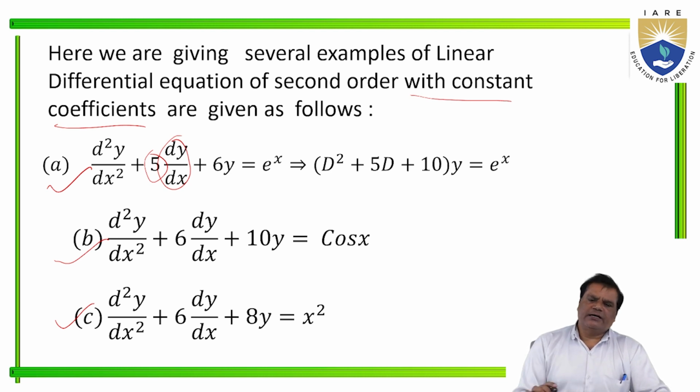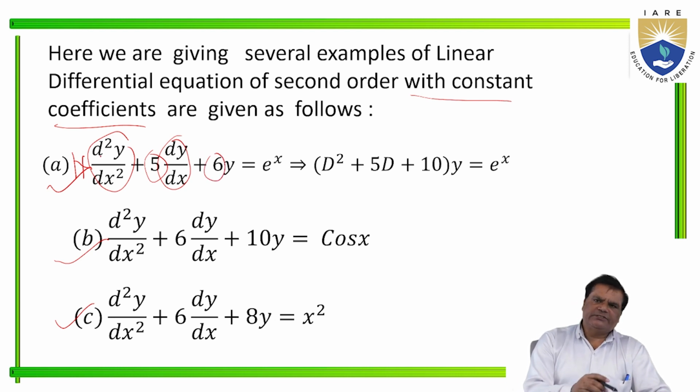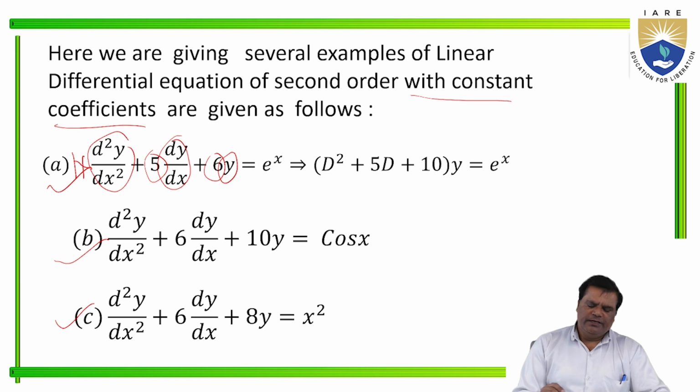Only numbers occur here. First, d2 by dx2, there is one number, multiply 1 only. Here is 6 only, 6y. And the order is decreasing, from highest order decreasing up to y. There is only a single y there. Here is 0 order. Here 2 order, 1 order, 0 order.